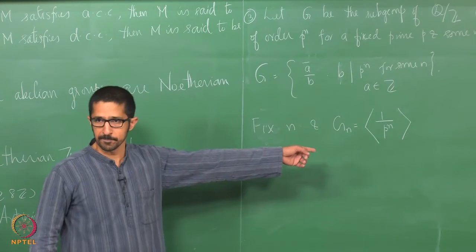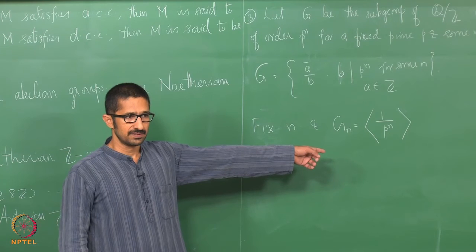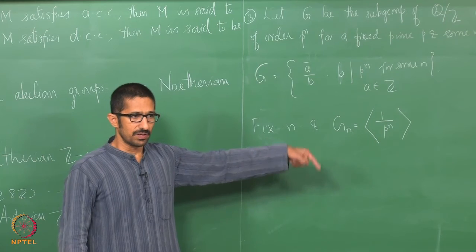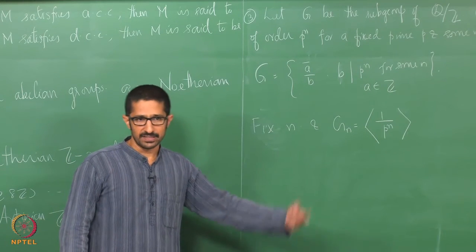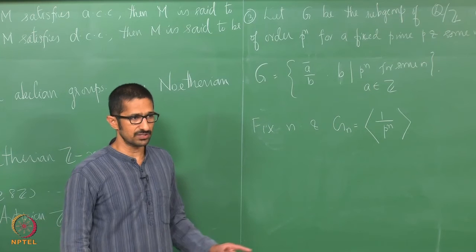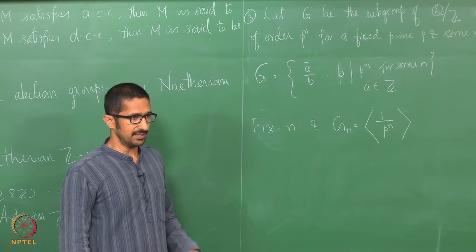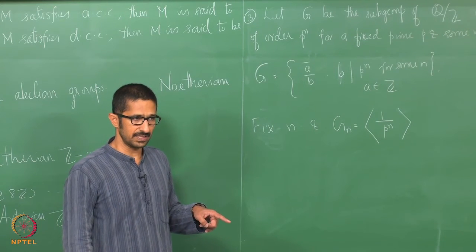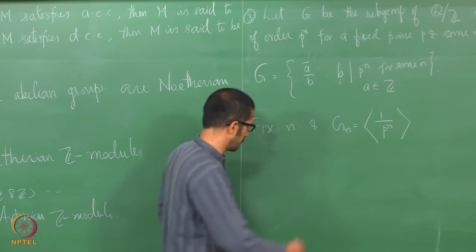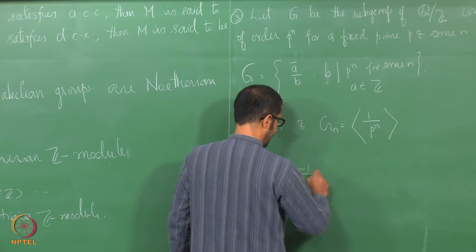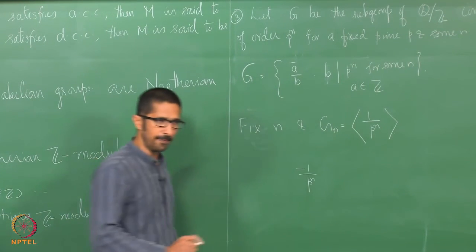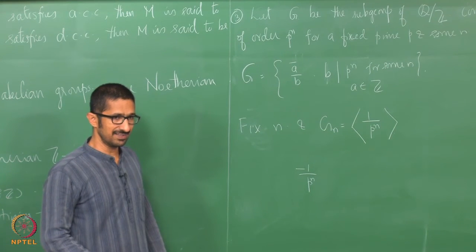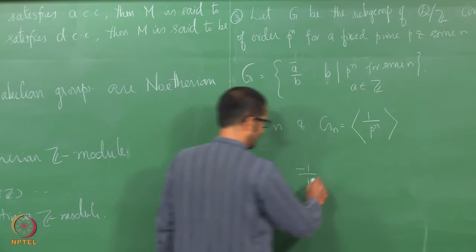And what would this be? One by p power n, 2 by p power n, 3 by p power n, and so on, and p power n minus 1 divided by p power n, right. What would be minus 1 by p power n? Will this be an element here? What would this be?